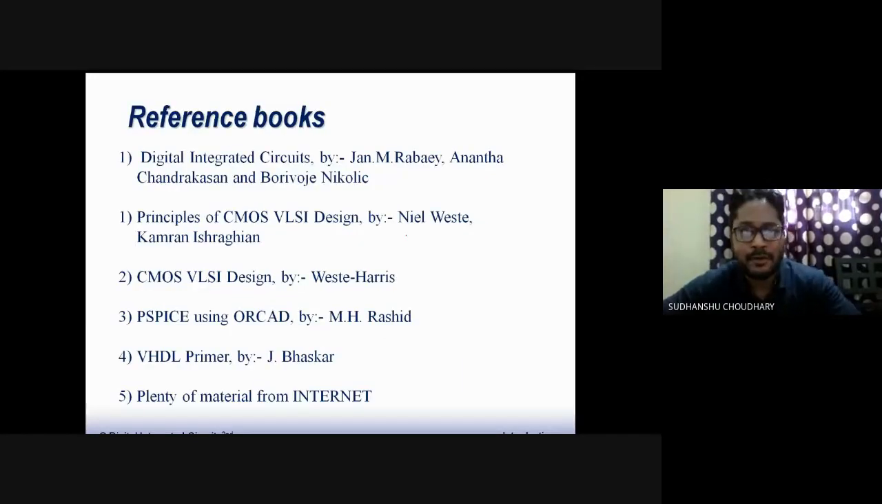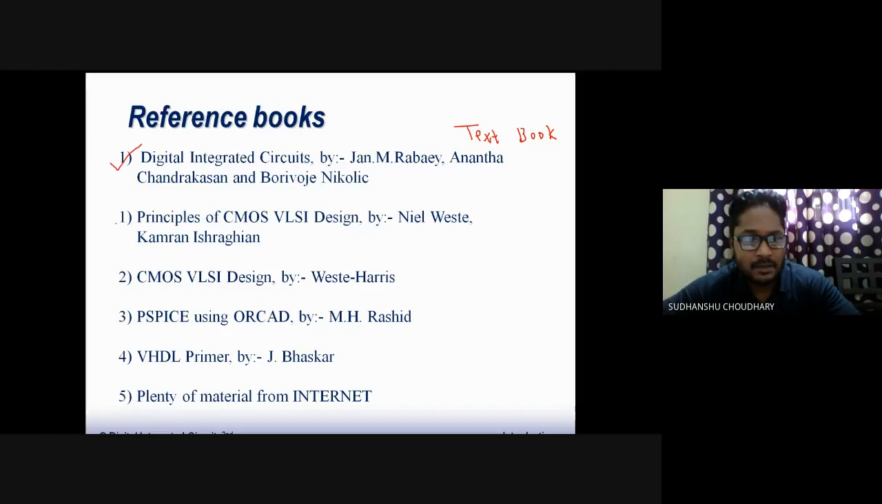Then coming to the reference books, apart from the textbook, you may also refer to these books. Number one, we have this book, Digital Integrated Circuits, oh, this is the same book, this is your textbook. So you can purchase this book, a very good book, as I said.